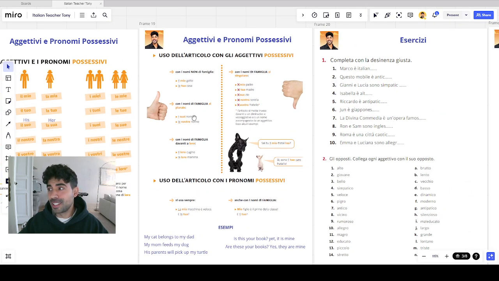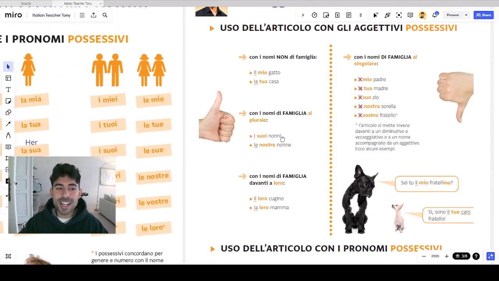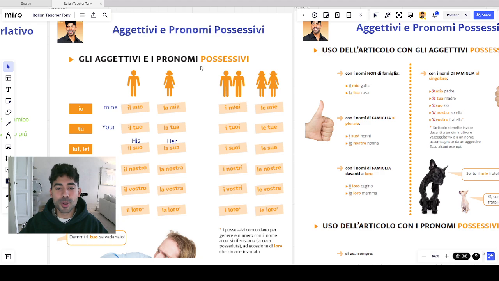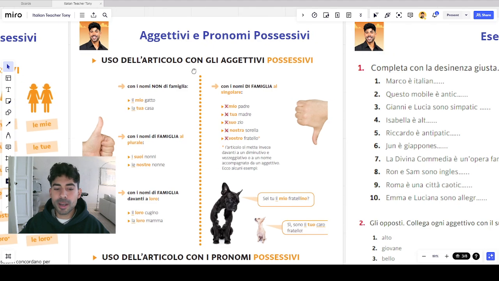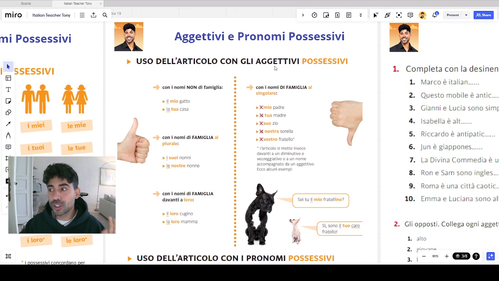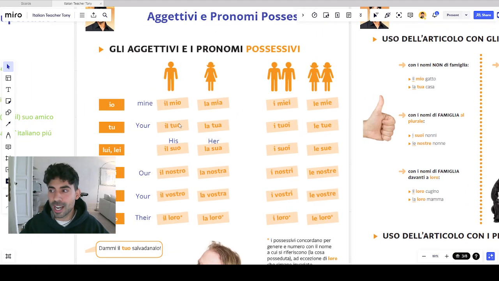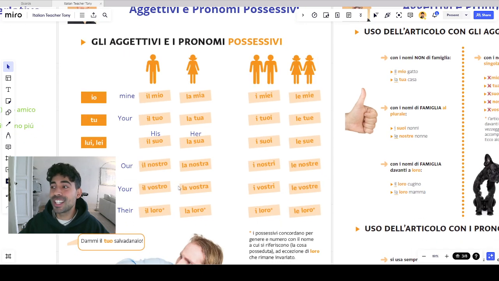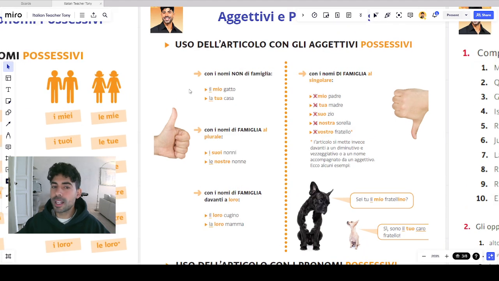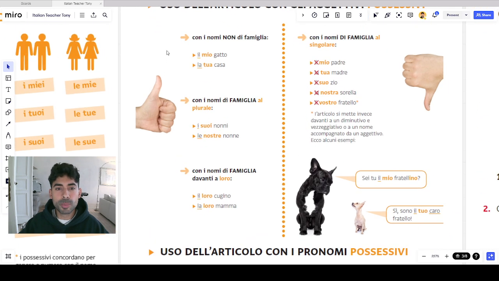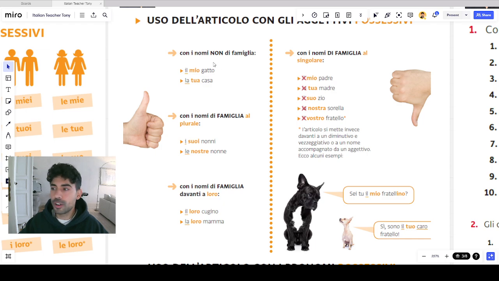It is very important to notice that when you have aggettivi e pronomi possessivi in Italian, sometimes you will have to use the article in front of it, sometimes not. Let's have a look. When we talk about aggettivi, so not when we are using this as a pronoun, remember guys, an adjective is always followed by a noun. So when we use this as aggettivi, you will put the article in some cases and not in other cases. For example, you will put the article when you're talking about non-family members.